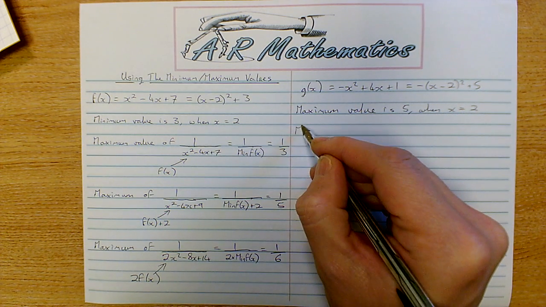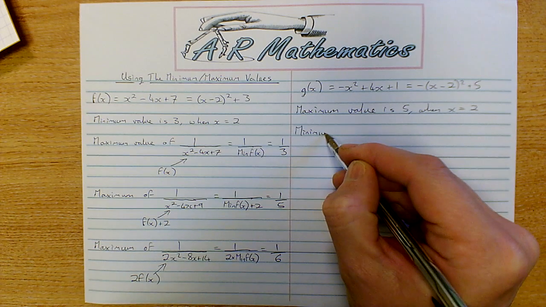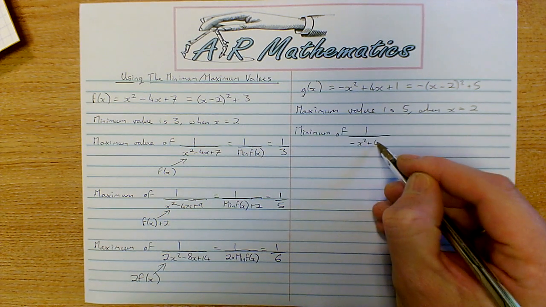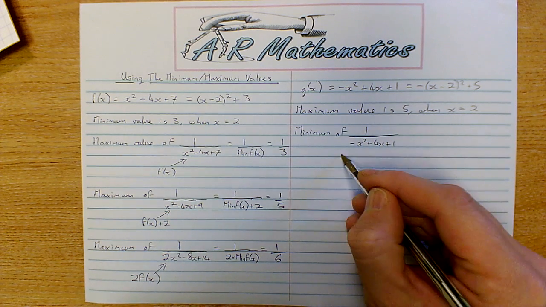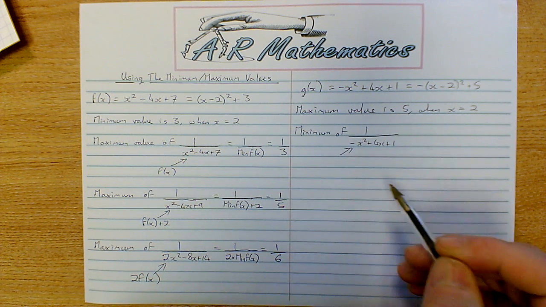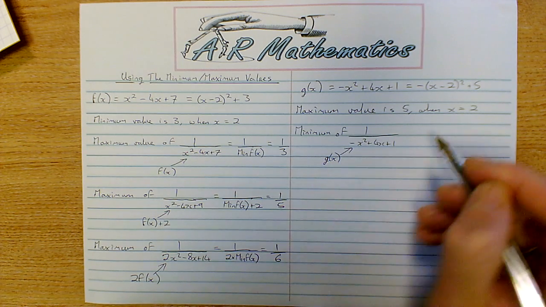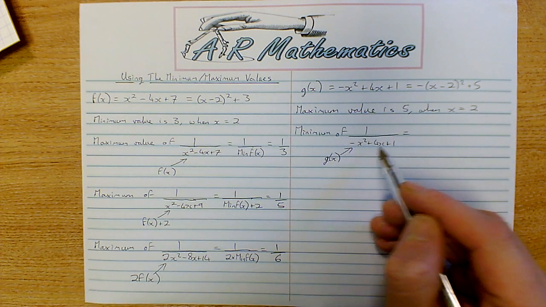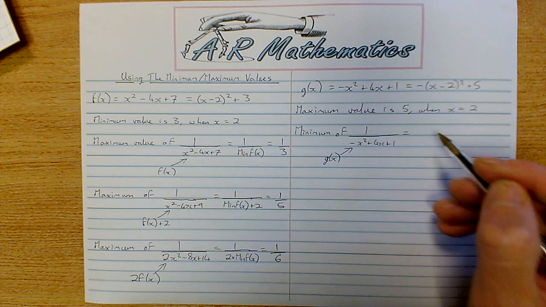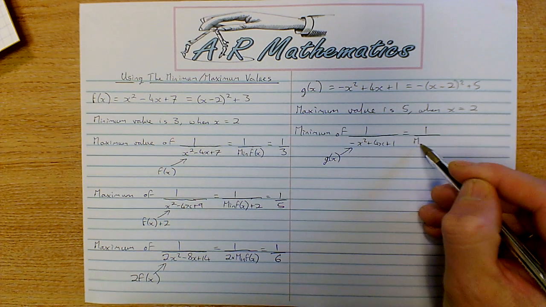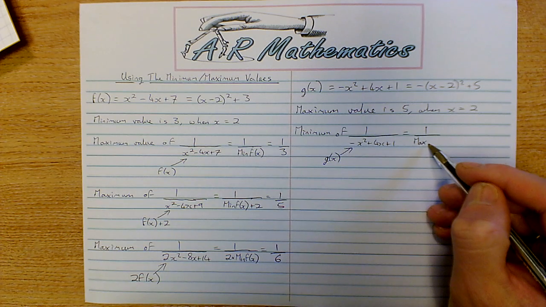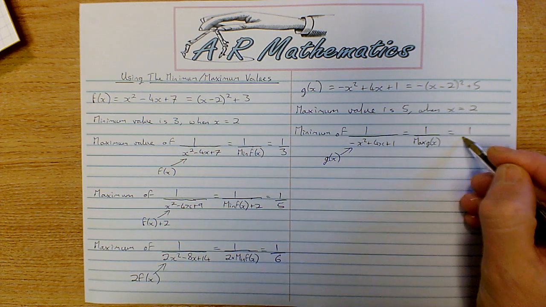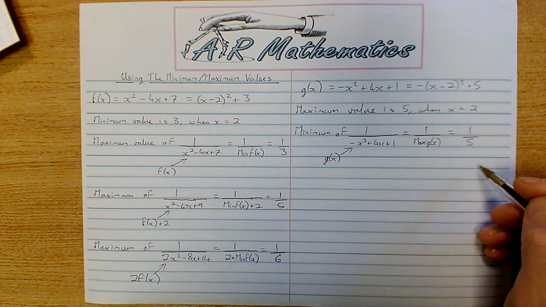So if I wanted to find the minimum value of 1 over minus x squared plus 4x plus 1. If I look at the denominator and compare it to what we have up here, this is actually g of x. So this fraction is 1 over g of x. And if I want the smallest possible value of a fraction, I need to be divided by as large a value as I possibly can. So I need to be divided by the largest possible, so the maximum value of g of x, which we worked out here, is 5, so this is 1 over 5.